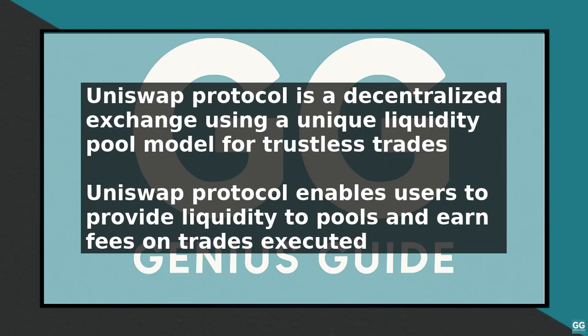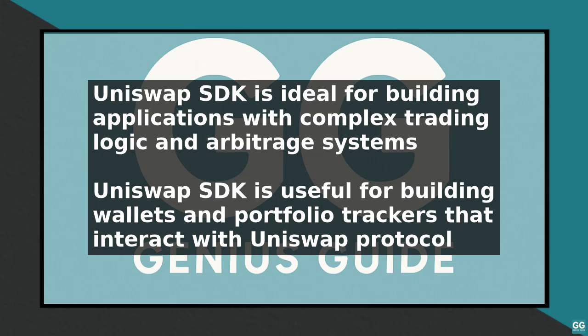Key concepts. To get started with the Uniswap SDK, you need to understand the following key concepts: liquidity pools, trading pairs, and fee tiers. Liquidity pools are the core of the Uniswap protocol, where users provide liquidity to facilitate trades. Trading pairs refer to the specific tokens that can be traded on the platform, such as ETH/DAI. Fee tiers determine the fees that users pay for trades, based on the liquidity pool and trading pair.